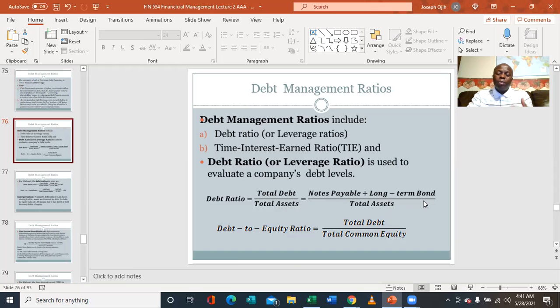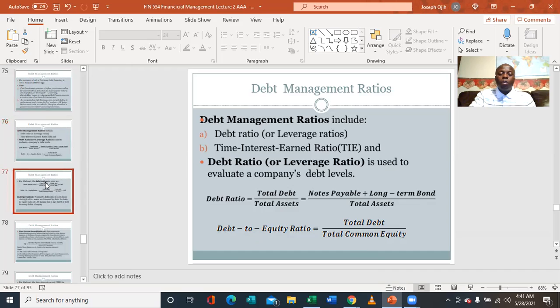We will discuss it in elaborate form as soon as we finish with all the debt management ratios that we need for evaluating a company. Those of you who want to evaluate a company to see if it will be a good investment, I want you to put your ears to the ground, just like you did in the previous lectures. Then there's the debt to equity ratio. This one is total debt divided by total common equity.